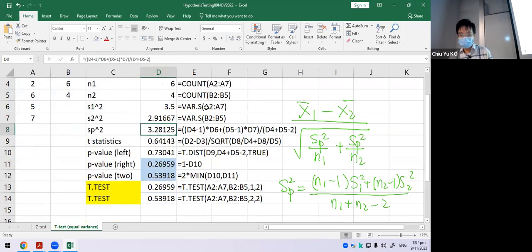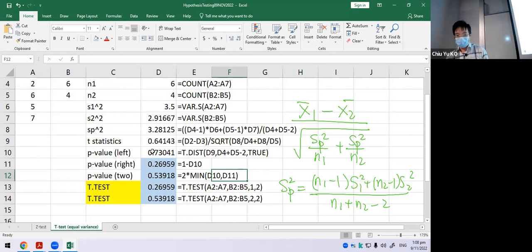Okay, so you can see this number is the same as the 2. So you can see the T-test actually can skip many steps if you want to do it quickly.